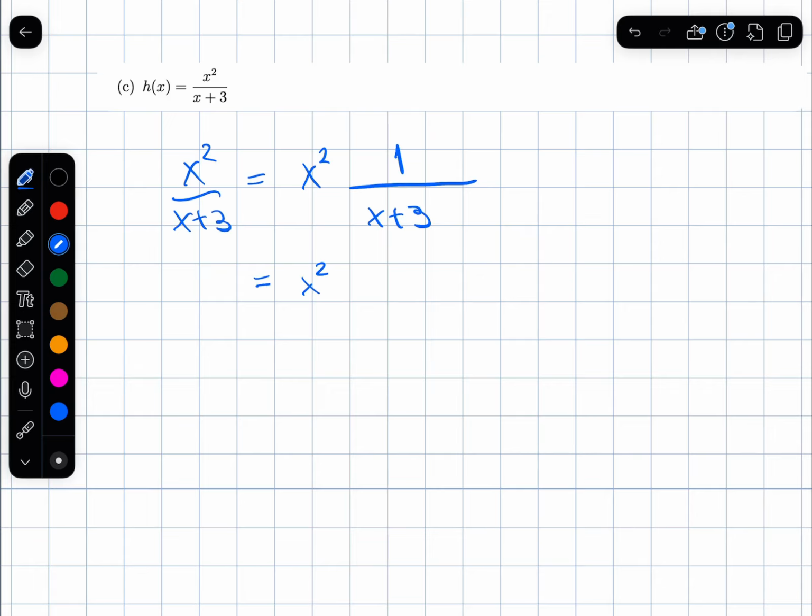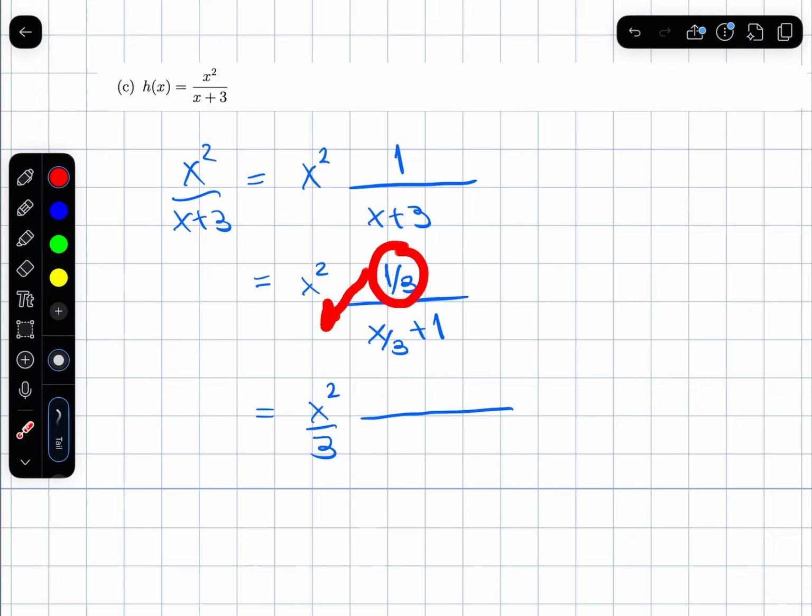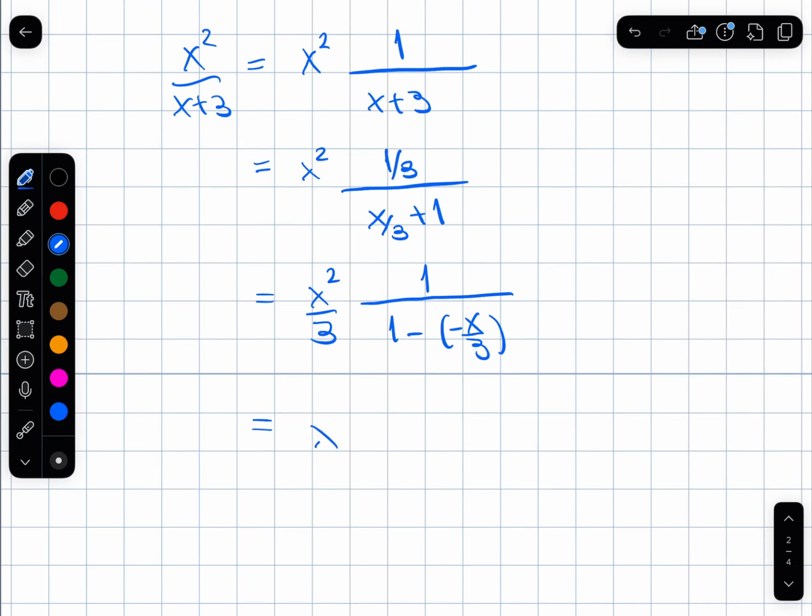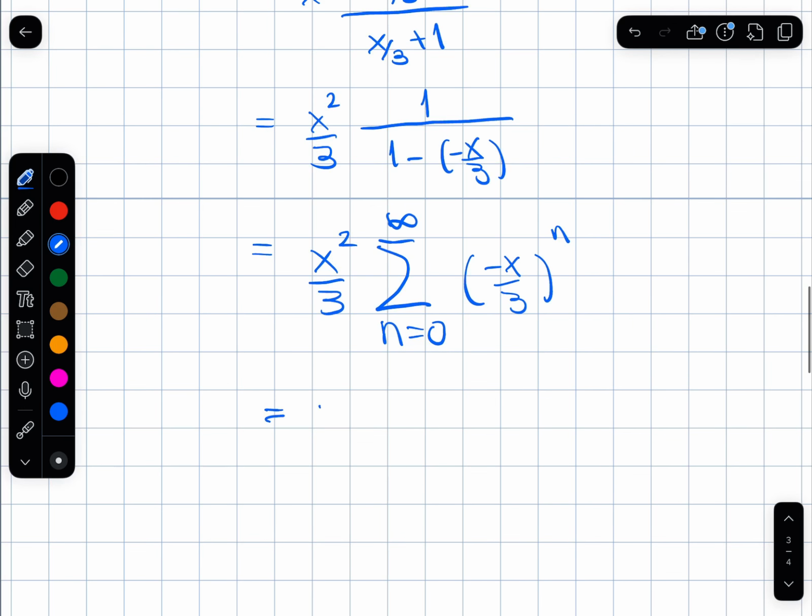Again, I'll divide by 3 now to make that 1 appear at the bottom, like so. And then the 1/3, I'll bring out, right? Multiply this x squared by 1/3 gives me x squared over 3. And then this at the bottom I can rewrite as 1 minus x over 3. So x squared over 3 times the sum from 0 to infinity of minus x over 3 to the power n, which then turns into, I'm not managing space very well here, minus 1 to the power n, 3 to the power n, x to the power n.